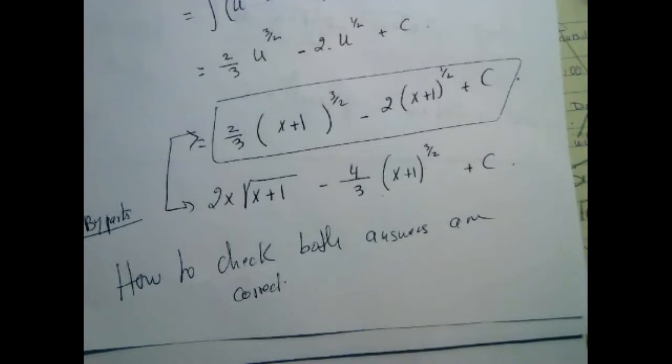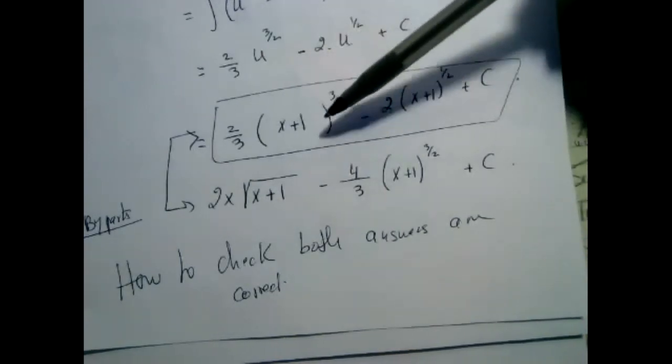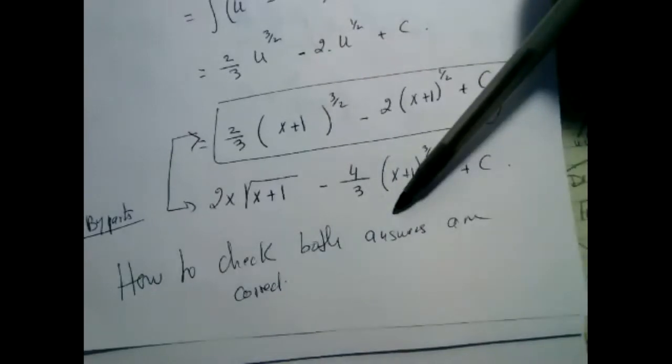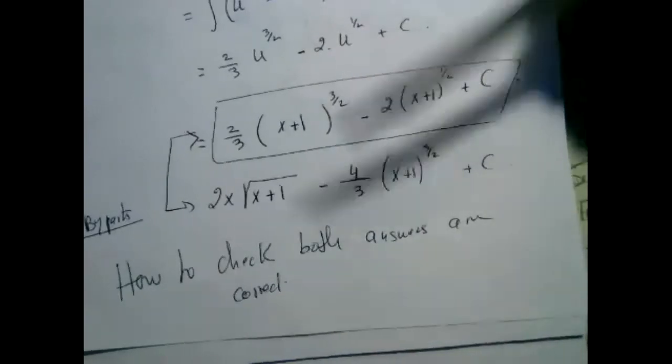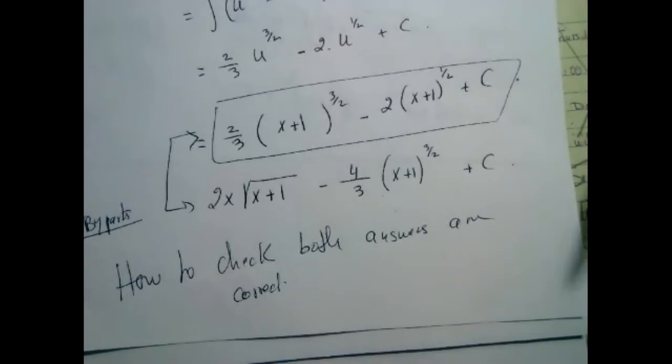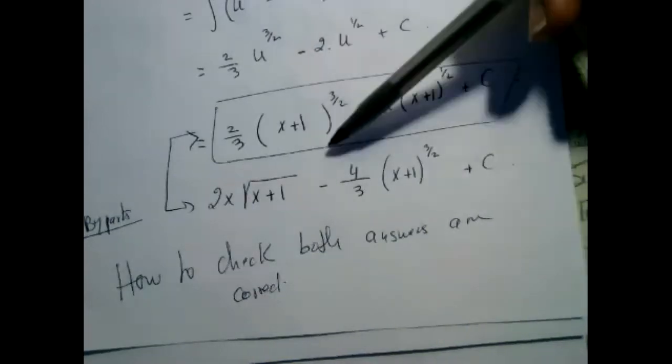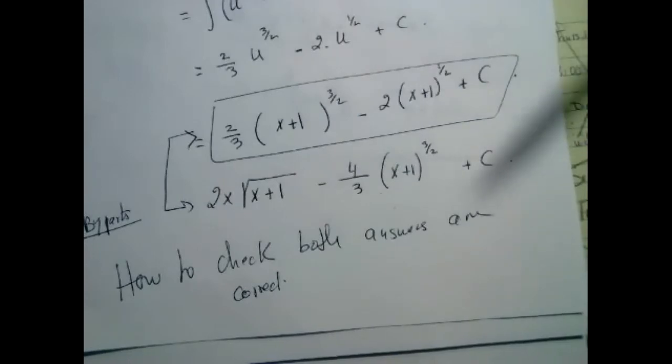Exactly. Do you take the derivative of both and see? That's a very good approach. You take the derivative of that, you take the derivative of this. Both of them have to give you x over the square root of x plus 1. So you can take the derivative of both, and you should get the same answer. If you don't get the same answer, it means we're doing something absolutely wrong. Okay.